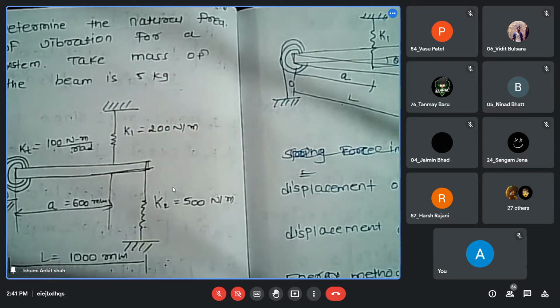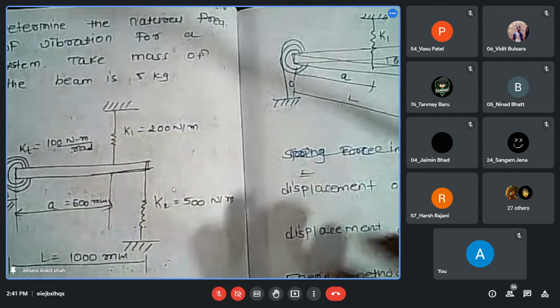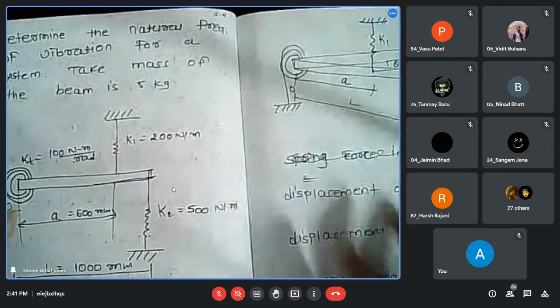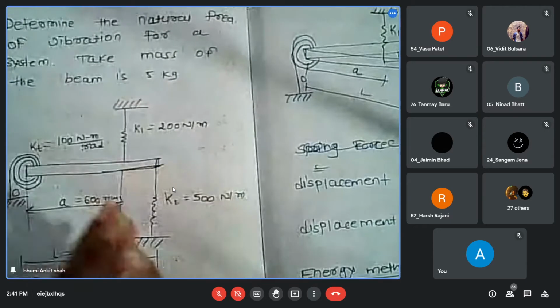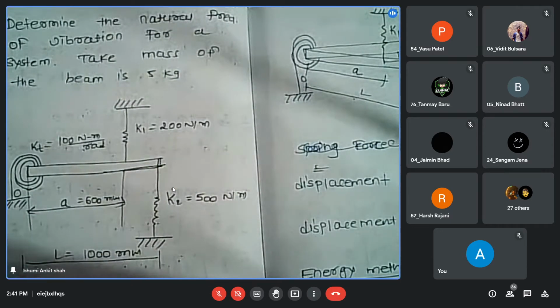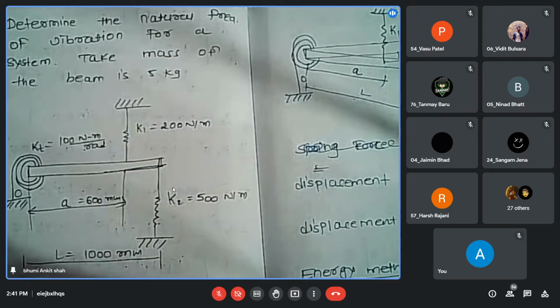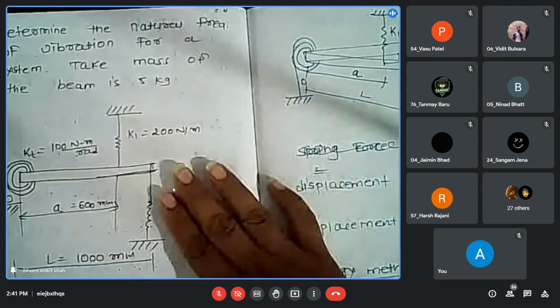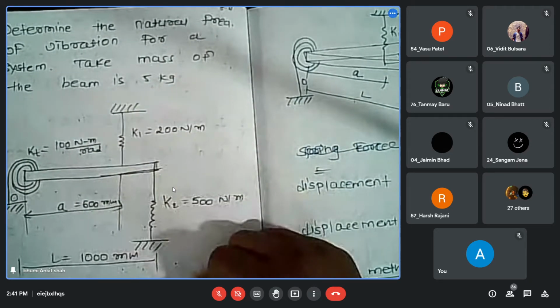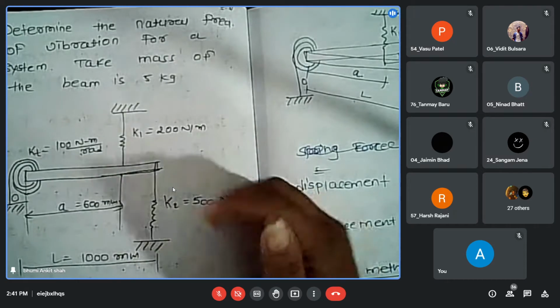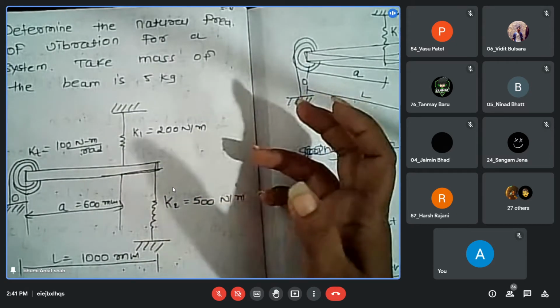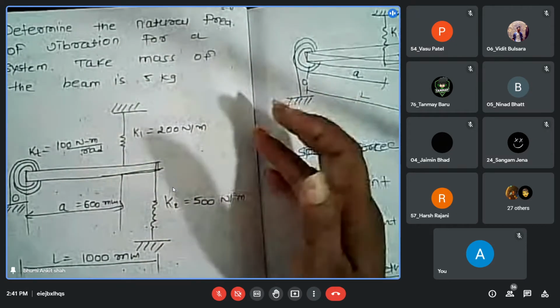Clear? Okay. So, as I said, I know it is quite exhausting. So, the problem, and I also insist you to write the problem. This is a similar kind of problem to what we did yesterday, right? The problem related to beam or shaft with the spring.